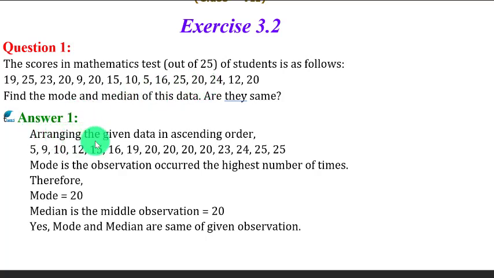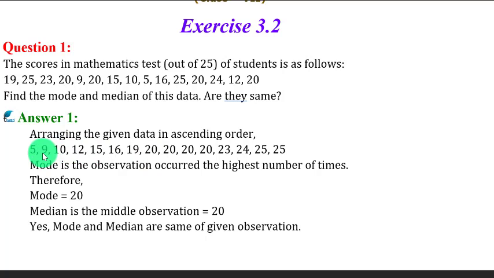So solution: arranging the given data in ascending order, 5 is the smallest one, then 9, 10, 12, 15, 16, 19, 20, 20, 20, 20, 23, 24, 25 and 25. Here we should know what we mean by mode. Mode is the observation that occurred the highest number of times. So in this, 20 occurs more times. Therefore we can say that mode is equal to 20, and median is the middle observation.